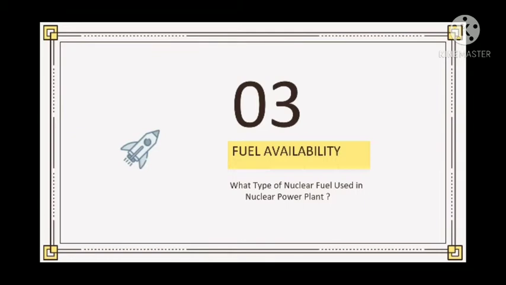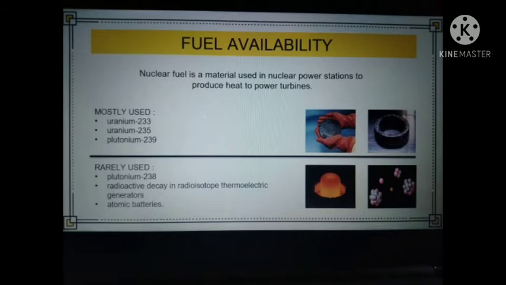Point number 3 is fuel availability. What type of nuclear fuel is used in a nuclear power plant? Nuclear fuel is a material used in a nuclear power station to produce heat to power turbines. The nuclear fission process mostly uses uranium-233, uranium-235, and plutonium-239. Plutonium-238 radioactive decay in radioisotope thermoelectric generators and atomic batteries are rarely used.